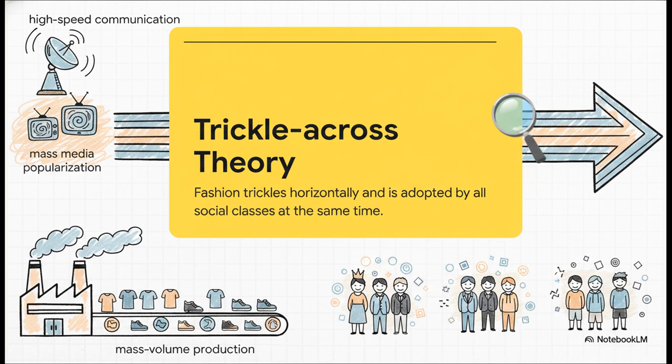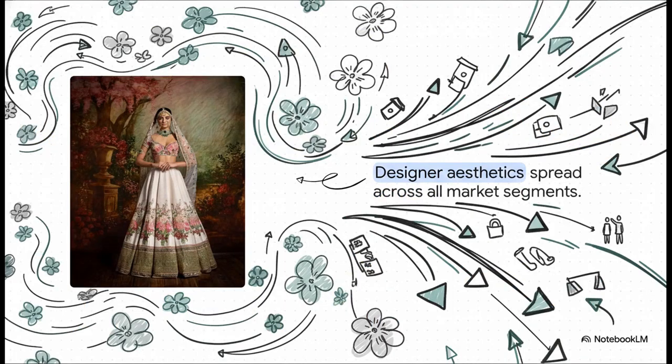Instead of a vertical movement, going up or down, fashion information now trickles horizontally. Thanks to high-speed communication, mass media popularization, and mass volume production, independent designers and retail manufacturers can adopt a style at the exact same time across all social classes. For instance, let's look at this beautiful floral lehenga by Sabyasachi Mukherjee. Under the trickle-across theory, a highly popular designer aesthetic like this doesn't take years and years to reach the public anymore.